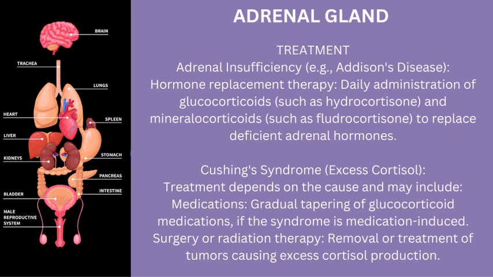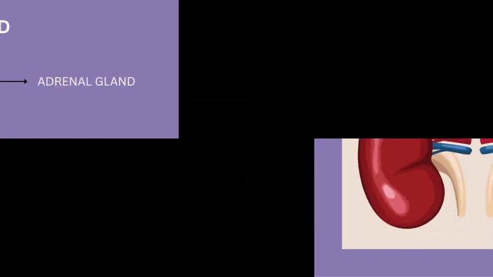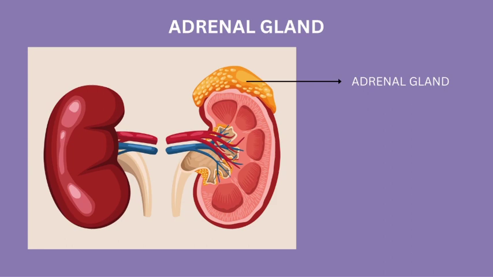For Cushing's syndrome, excess cortisol. Treatment depends on the cause and may include medications, gradual tapering of glucocorticoid medications if the syndrome is medication-induced. Surgery or radiation therapy, removal or treatment of tumors causing excess cortisol production. Location of adrenal gland.